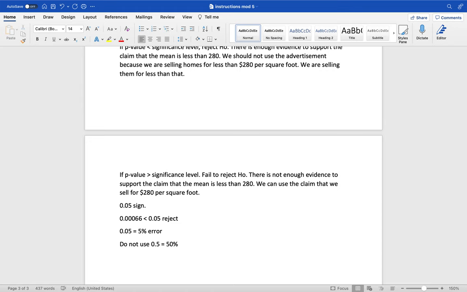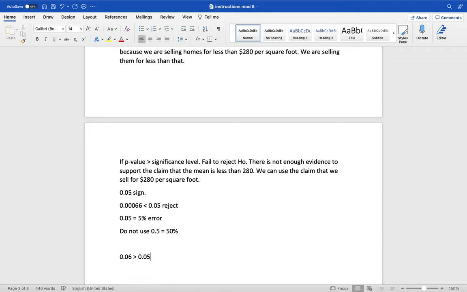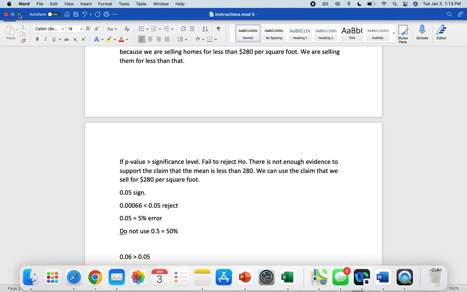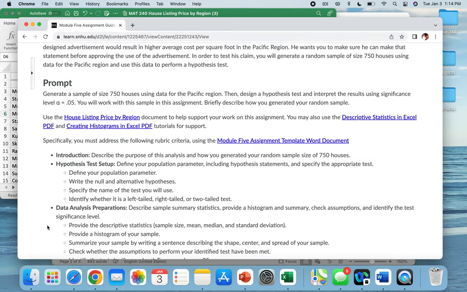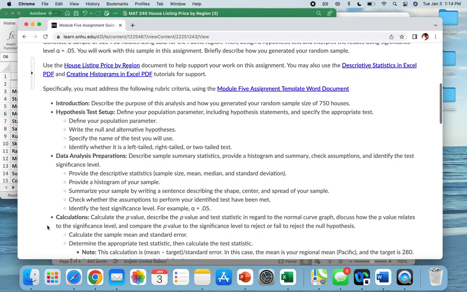What's an example that would be more? 0.06 is more than 0.05. 0.12 is more than 0.05, because you start by comparing the first thing after that decimal. 1 is bigger than 0. You're comparing that first digit with that other first digit. Okay, let's go to our instructions. I did the hypothesis test, left-tailed, t-test. Mean, median, standard deviation, we found those.